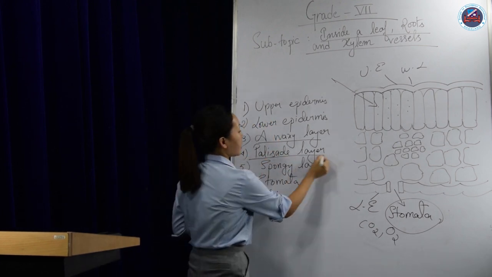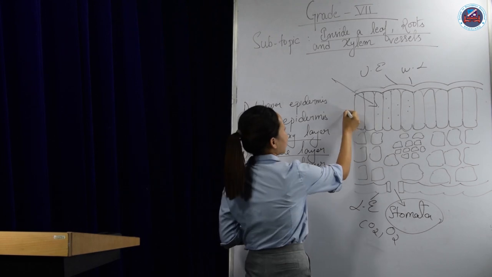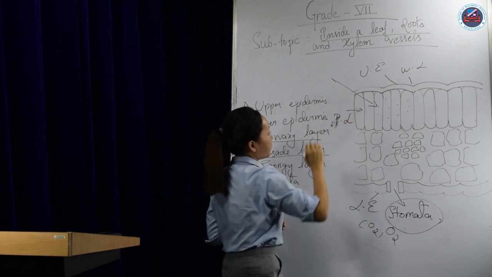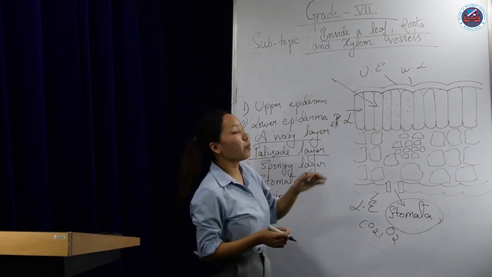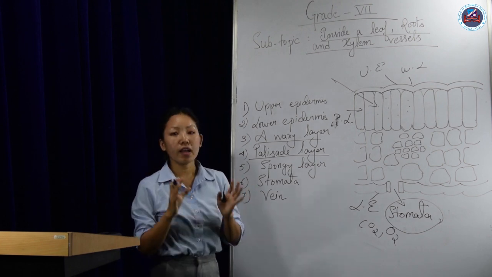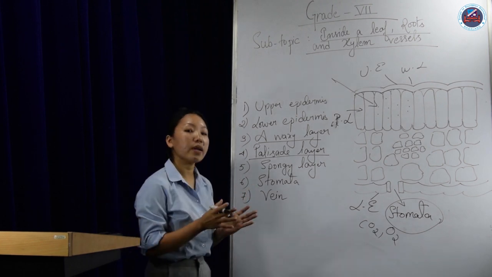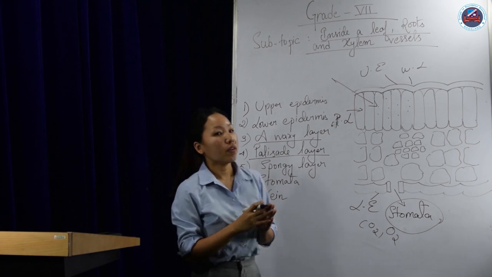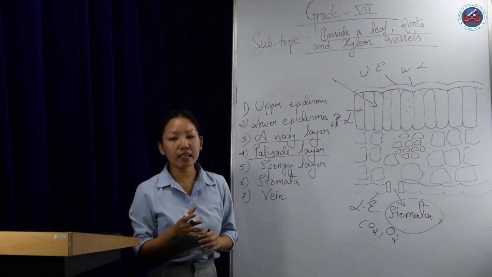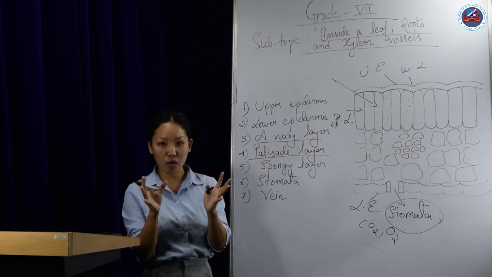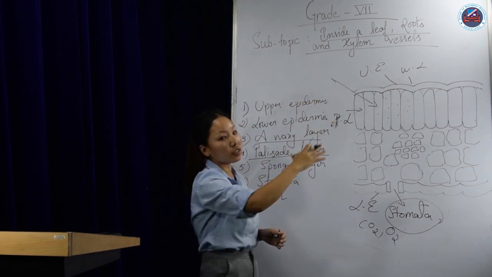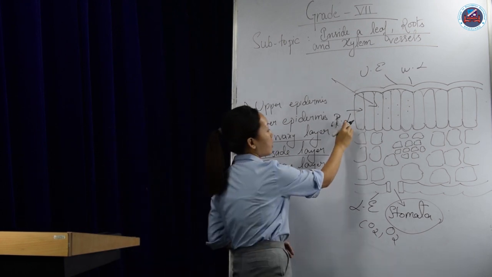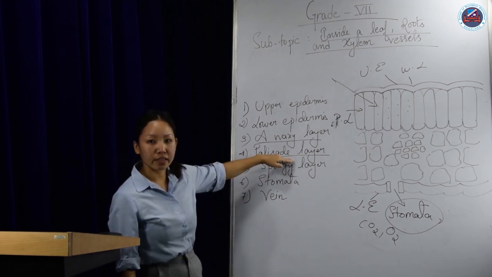Next, we have the palisade layer. Palisade layer is in this part. Let me write here, palisade layer. This palisade layer comprises of palisade cells, and in these palisade cells there is a packed full of chloroplasts. And you know very well that chloroplasts contain a green pigment called chlorophyll that traps the light energy needed for the process of photosynthesis. And most of the photosynthesis takes place in this layer, that is the palisade layer.